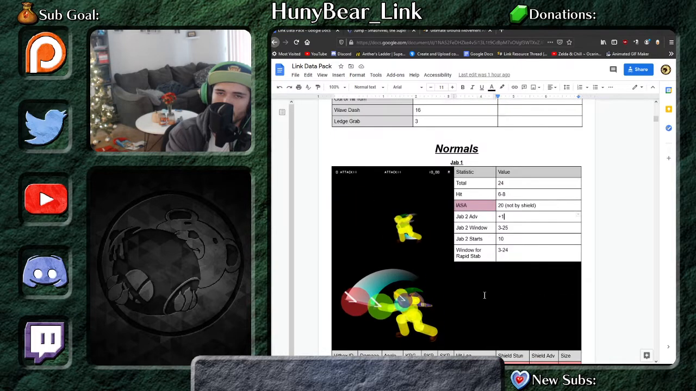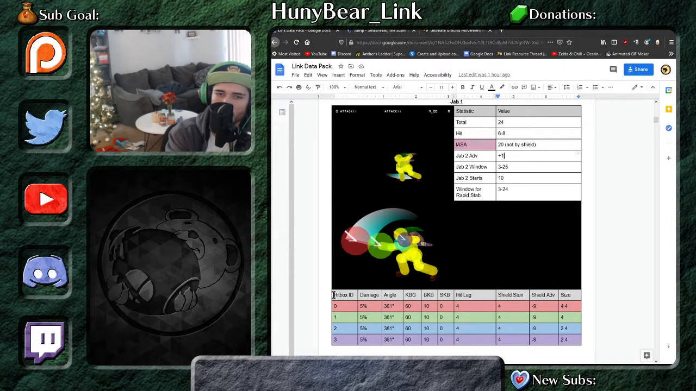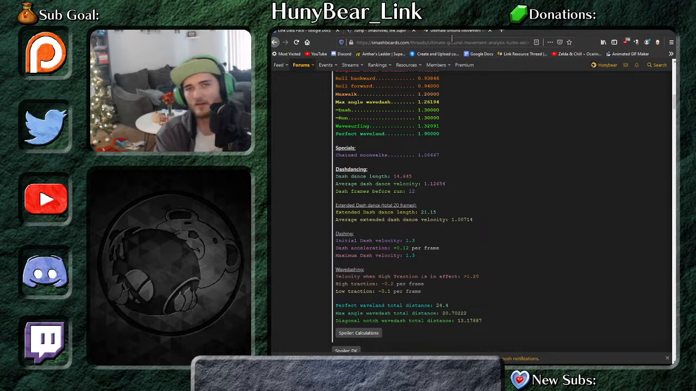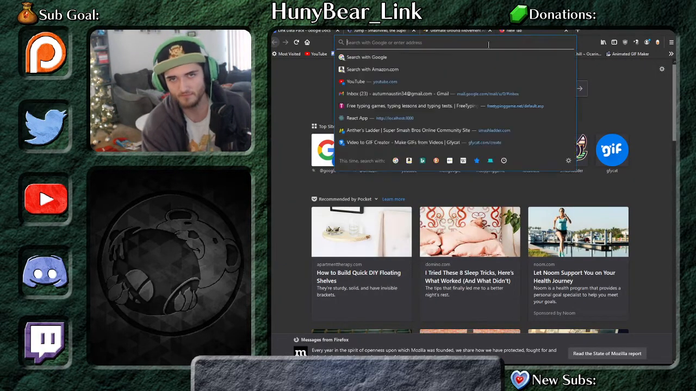Now let's go over what all these hitbox IDs mean. We went over the hitbox IDs, obviously. We went over damage. Alright, so this hitbox ID 0, which is color coded, is going to do 5%. This is a Sakurai angle. Man, there's so much more to go over. Alright, let's talk about Sakurai angles then.